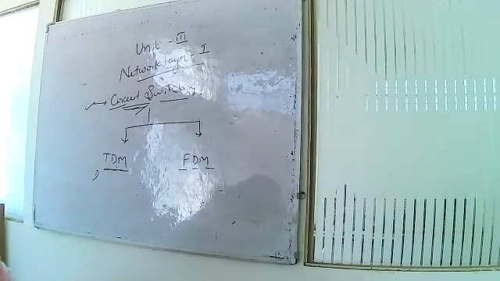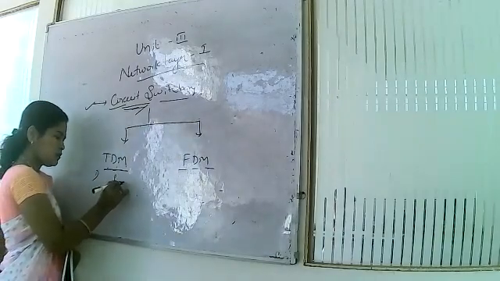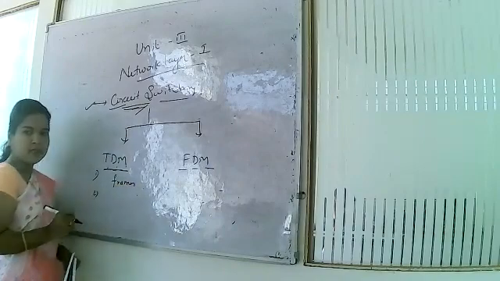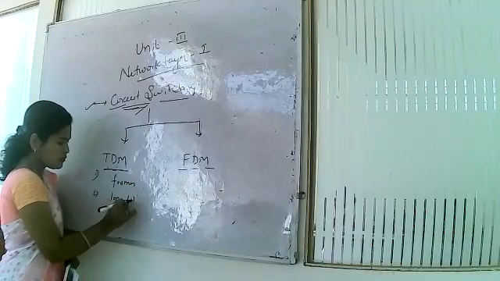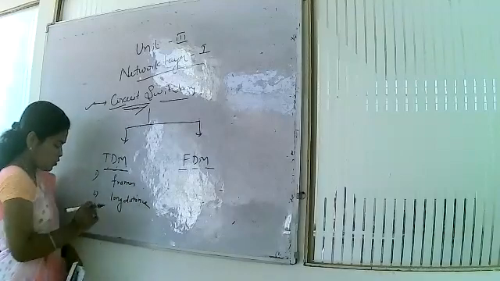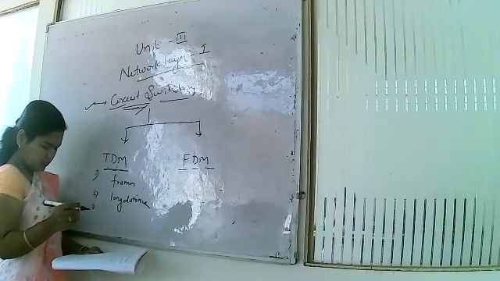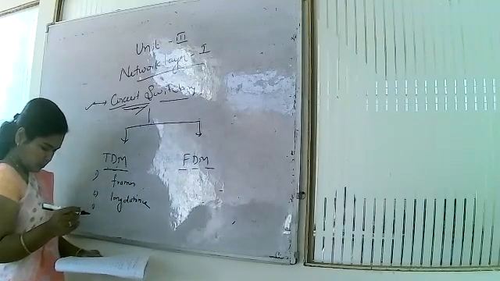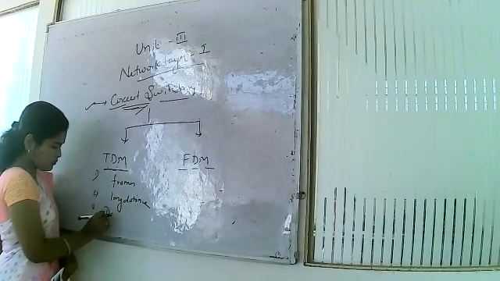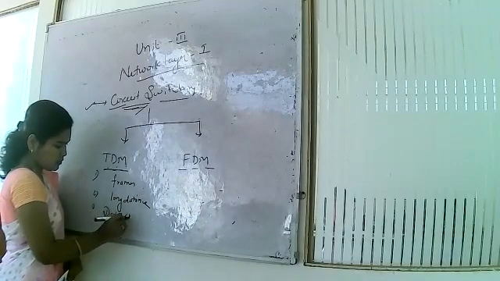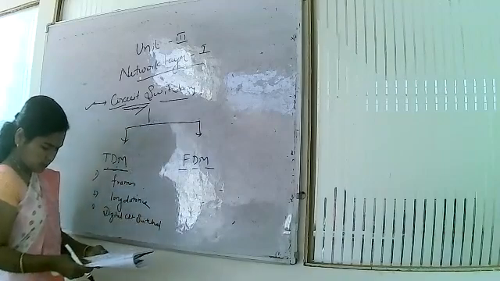There are 3 points in the TDM. We will send the data in terms of what? Frames. Second one is it is used for the long distance. It is also called as digital circuit switched network.